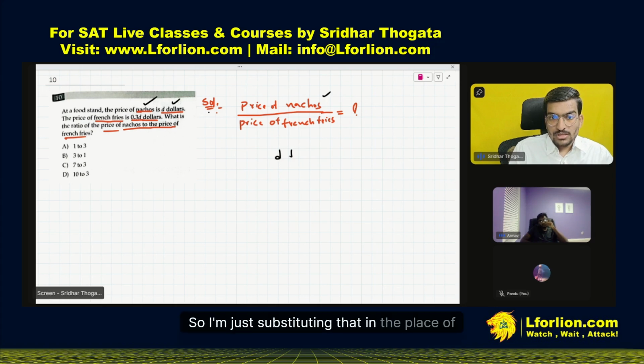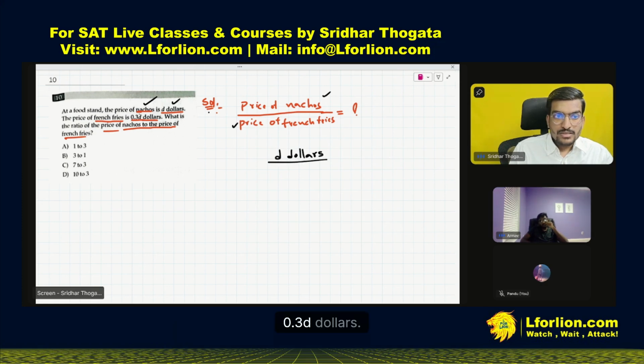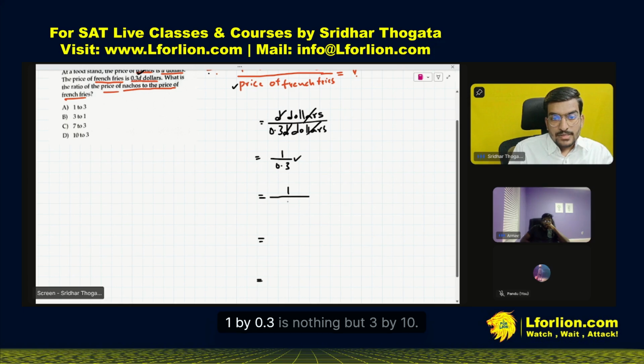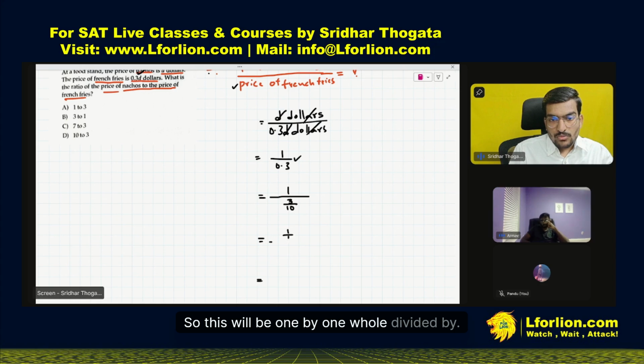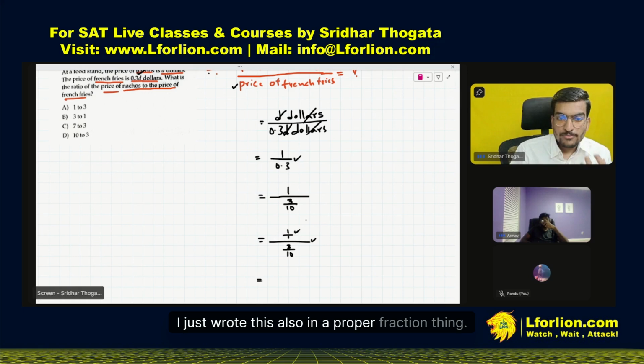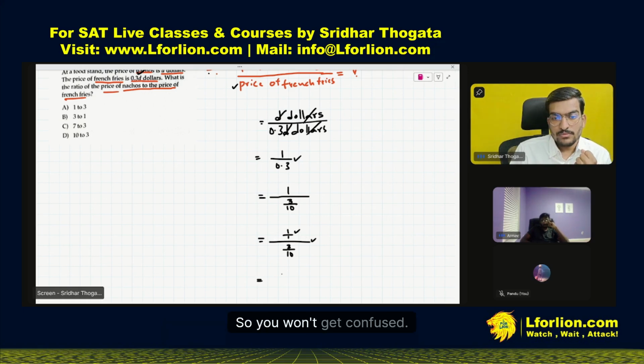So I'm just substituting D dollars there. What is the price of French fries? 0.3D dollars. So what do we get? Dollars cancel, D cancels, 1 by 0.3. You need to be a bit careful here. 1 by 0.3 is nothing but 1 divided by 3 by 10. To avoid confusion, I wrote this in proper fraction form: 1 by 1 into 10 by 3.